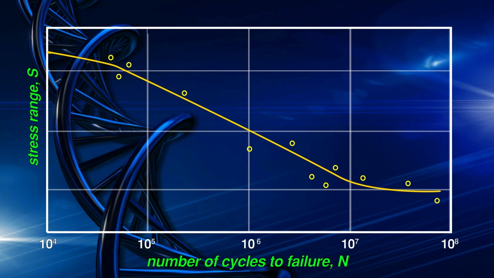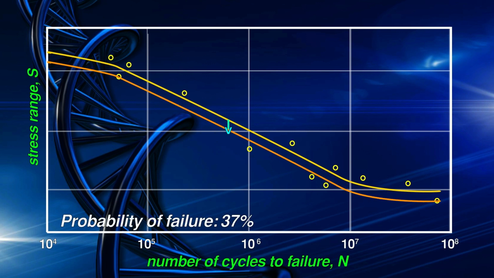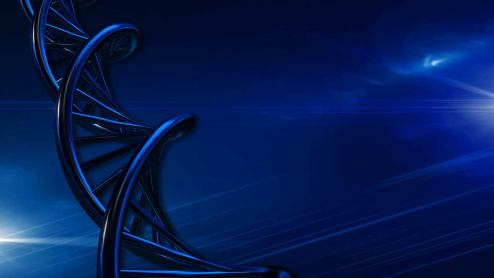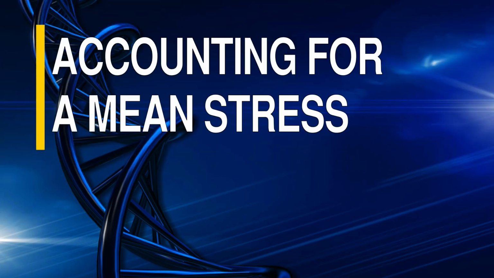For this reason, SN curves published in engineering codes are normally shifted downwards by a certain number of standard deviations to give reduced probability of failure. Here, by shifting the mean curve down on the vertical axis by 2 standard deviations, we have reduced the probability of failure from 50% to 1%.